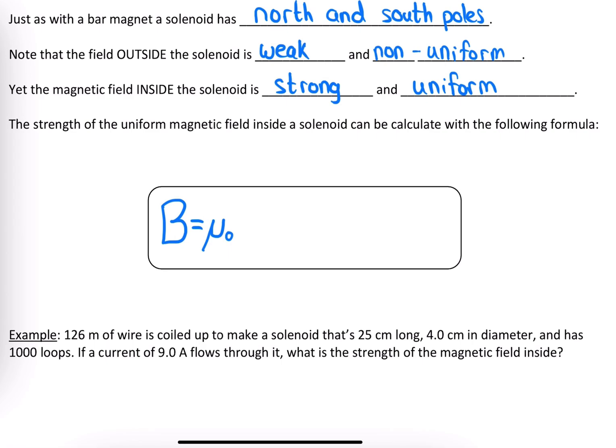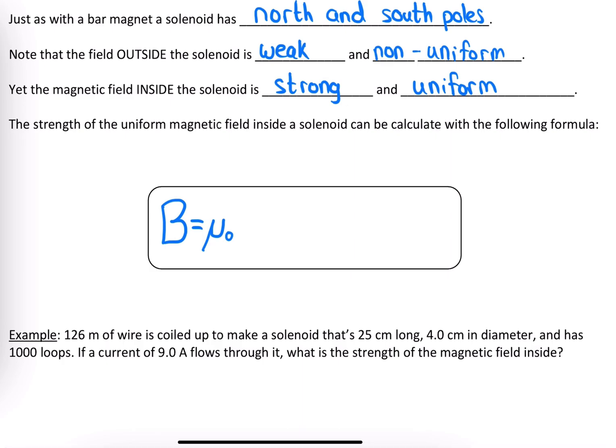And it's a constant. Just like big G is always 6.67 times 10 to the negative 11, and just like Coulomb's constant, K, is always 9 times 10 to the 9, mu naught is one of those constants. Big G sort of tells us how strong gravity is in our universe. K sort of tells us how strong electric forces are in our universe. Mu naught sort of tells us how strong magnetic fields are in our universe.